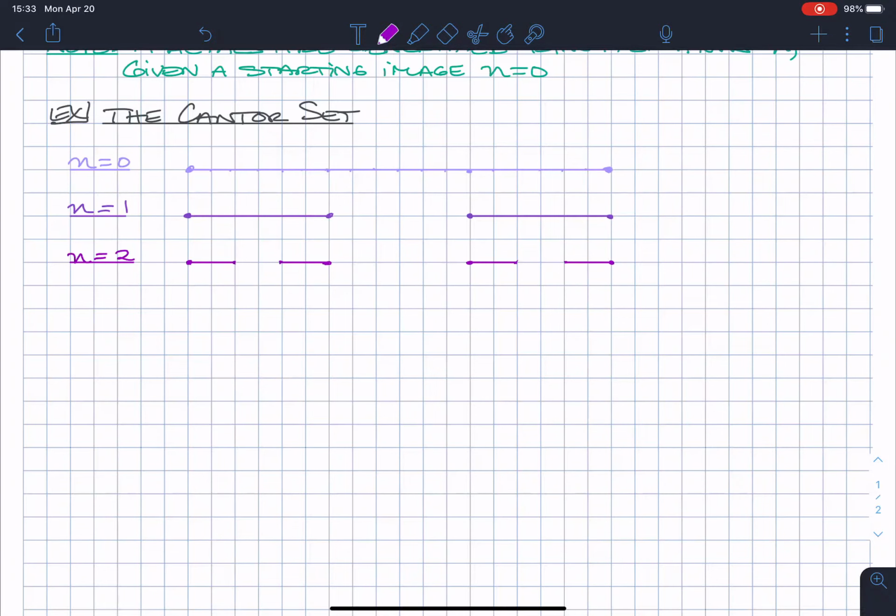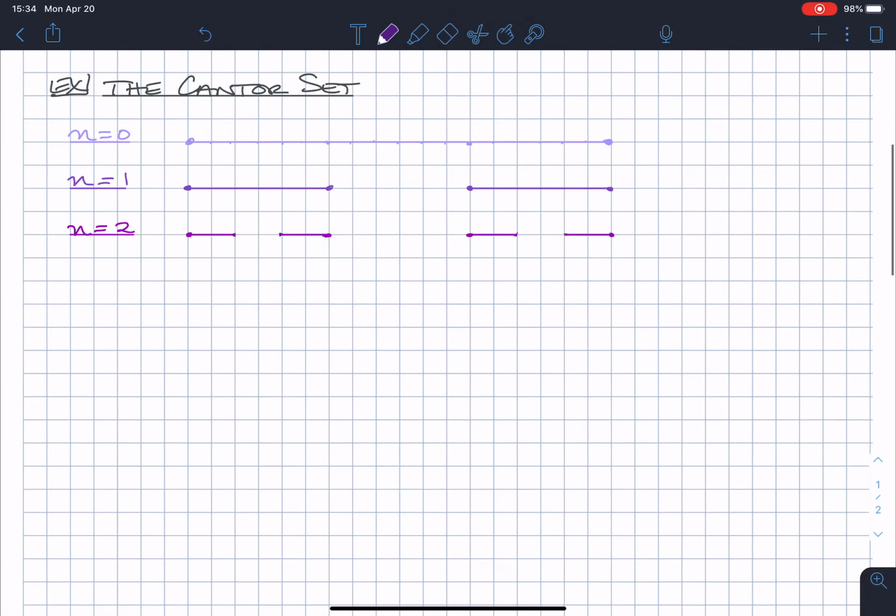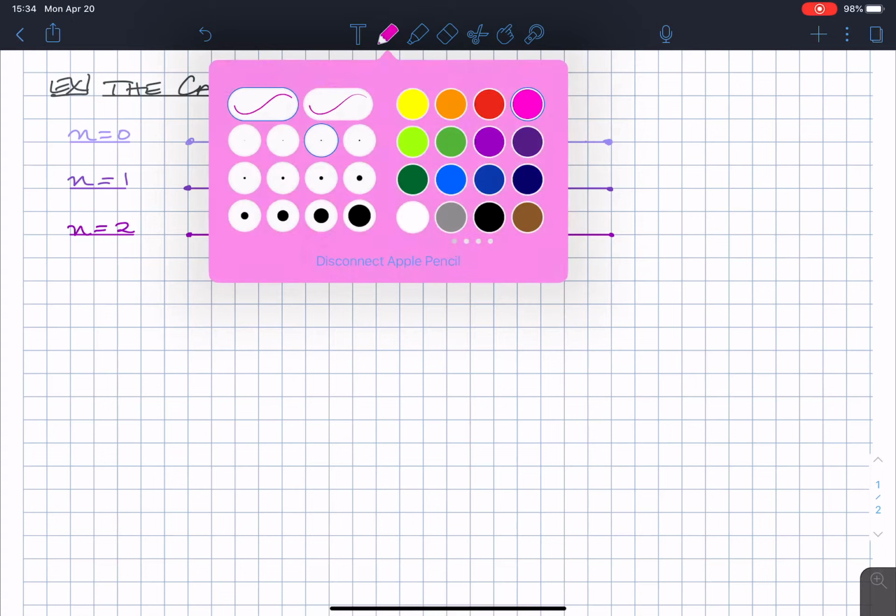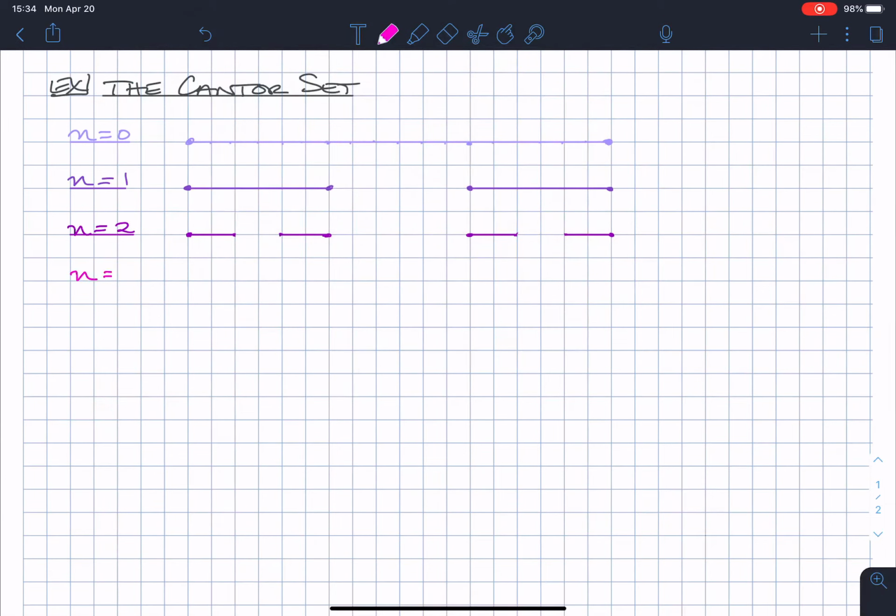Now let's do one more iteration. This goes on infinitely. So the third iteration, we'll take the previous iteration, number 2, and each of its line segments, of which there are now 4, I'm going to take the middle third of those. Not drawn perfectly, but you get the idea. And this goes on forever and ever.